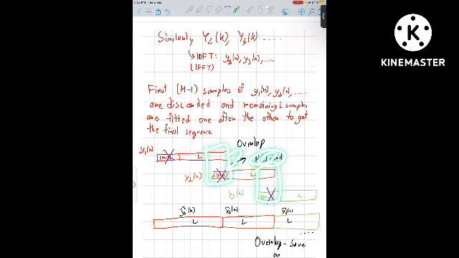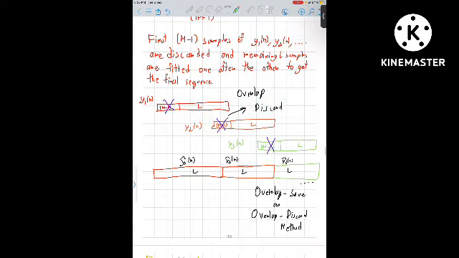Is the entire procedure clear, everyone? Okay, good. So we shall solve another example here.